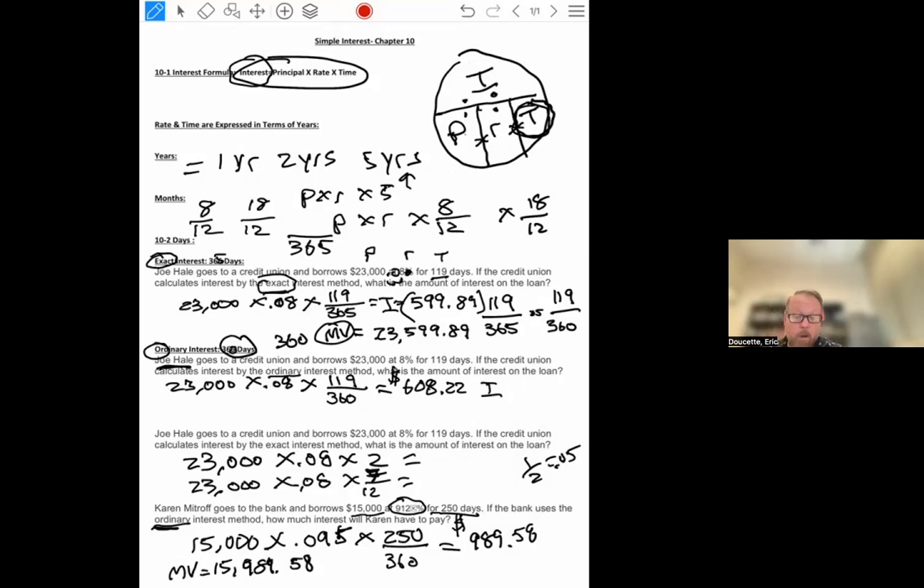Again, if it were going the other way and it was an investment and I made that much interest over that many days, I'd be adding that 989. And instead of only having 15,000 in the account, I would have $15,989.58. So that's the simple way of calculating simple interest. We're going to move now into maturity value.